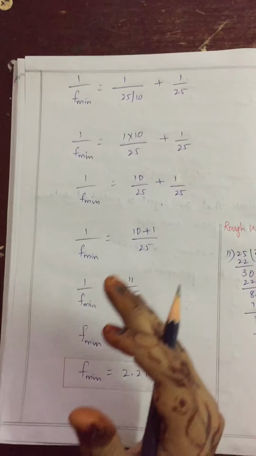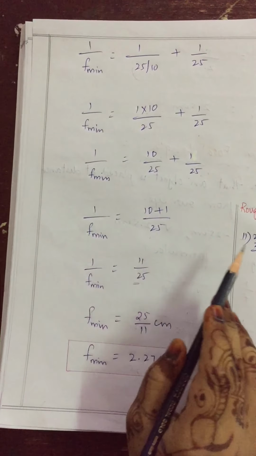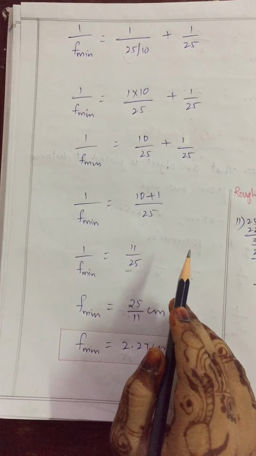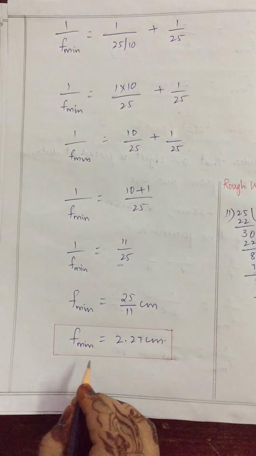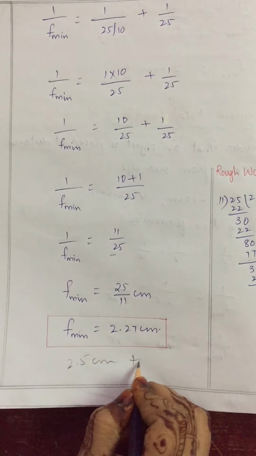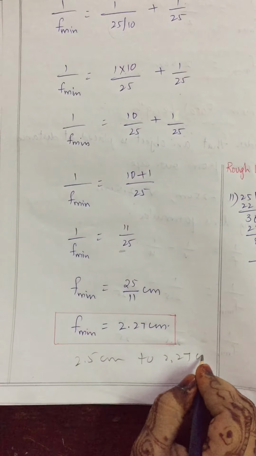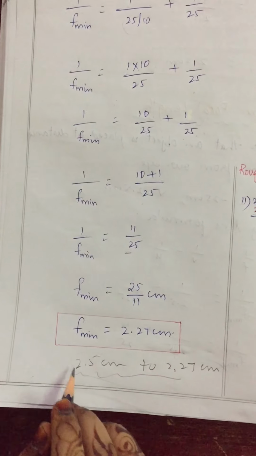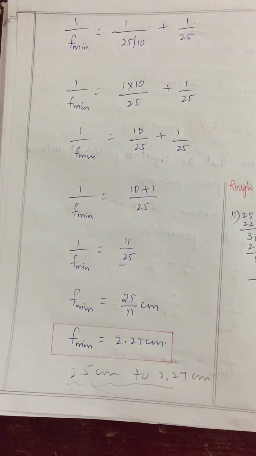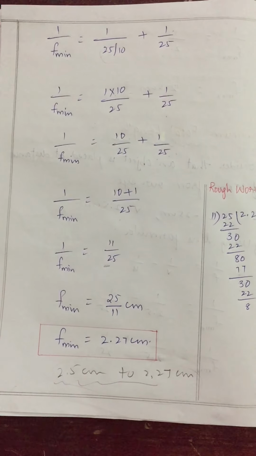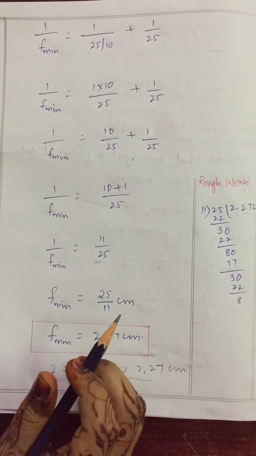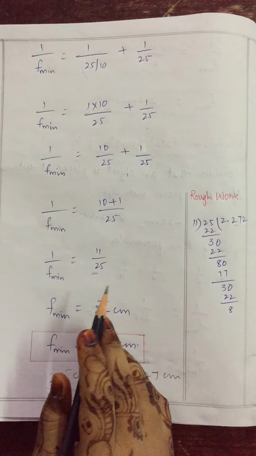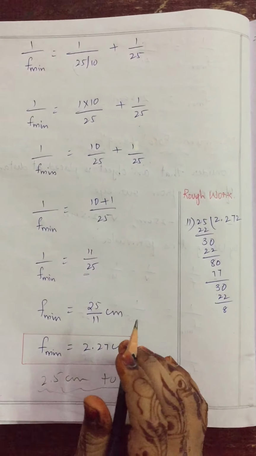Clear children? If the position of an object is between infinity and the point of least distance of distinct vision, then the eye lens adjusts its focal length between 2.5 centimeter and 2.27 centimeter. The ciliary muscles adjust the focal length between these two. Are you getting my point children? To form a clear image on the retina, this is called accommodation of lens. Already in the previous class you have learned what accommodation of lens is. The ability of the eye lens to change its focal length is called accommodation of lens.